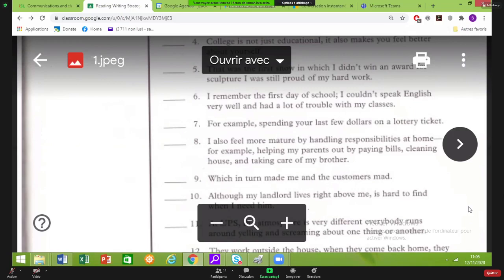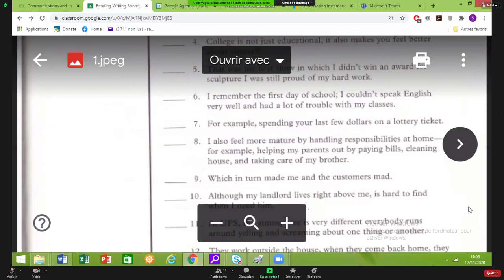Okay. These exercises look very, very easy, but let's move on. Miss, we didn't fix the seven sentence. It's a fragment. She said, like Najla, right now, it's a fragment. Okay, for example, because you cannot start your sentence with "for example, spending your few dollars on lottery ticket."